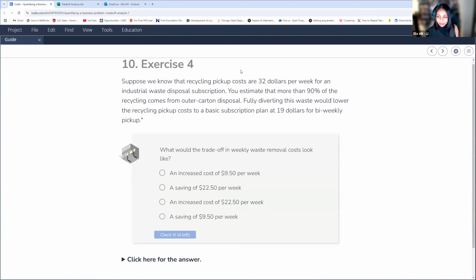So suppose we know that recycling pickup costs are $32 per week for an industrial waste disposal subscription. You estimate that more than 90% of recycling comes from outer carton disposal. So fully diverting this waste would lower the recycling pickup cost to a basic subscription plan at $19 bi-weekly pickup. So we're going from $32 every single week to $19 every other week.